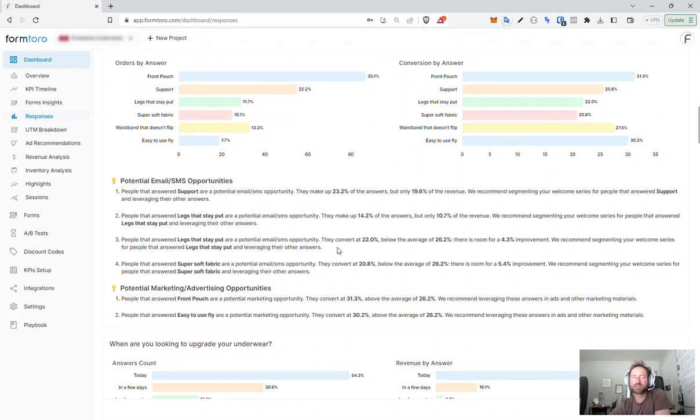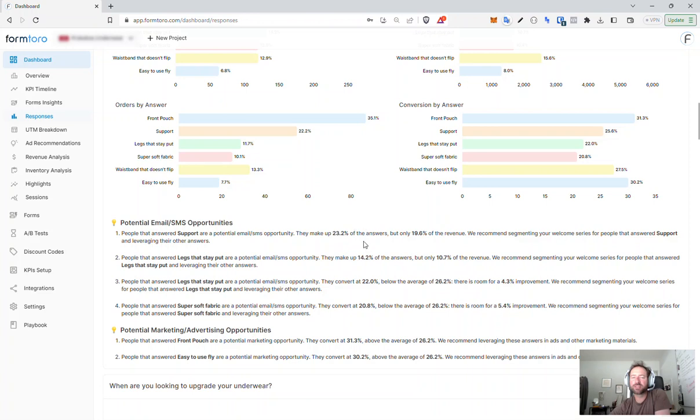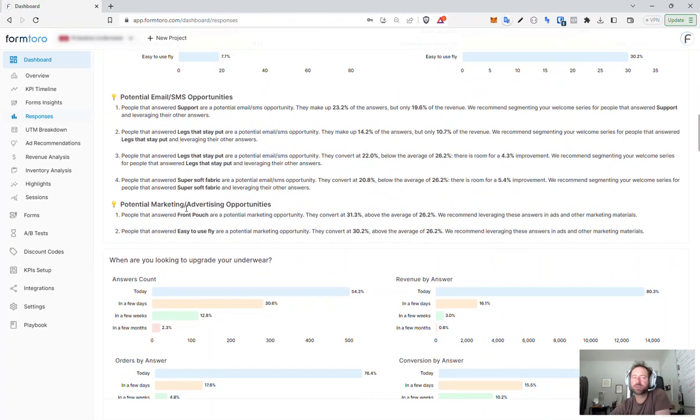So then we look at things for potential opportunities that exist and try to figure out exactly how to position with this data. Potential marketing and advertising opportunities are where we start as the baseline. People that say front pouch are a strategic potential marketing opportunity; they convert higher than the average. And people that say easy to use fly are a potential opportunity; they also convert higher than the average. So between front pouch and easy to use fly, it seems like an ad waiting to happen, and some degree of advertisement or something else that goes out to people, whether it's email or something else that shows what's there.